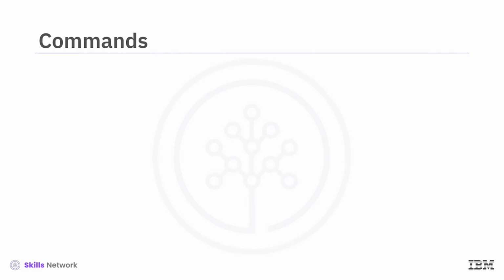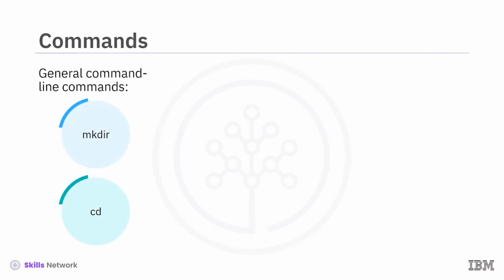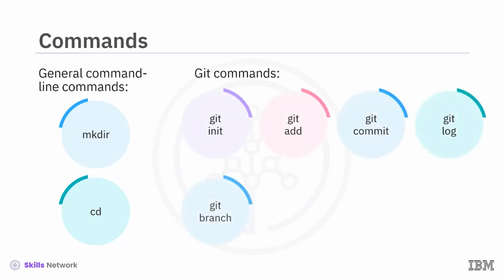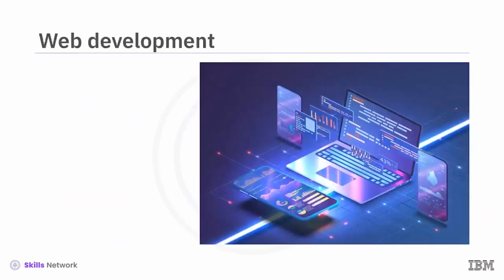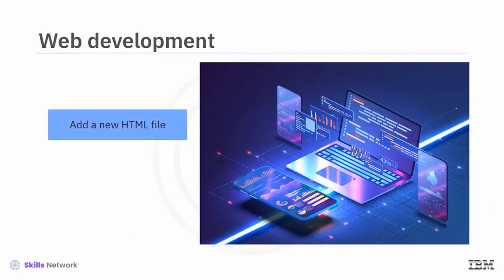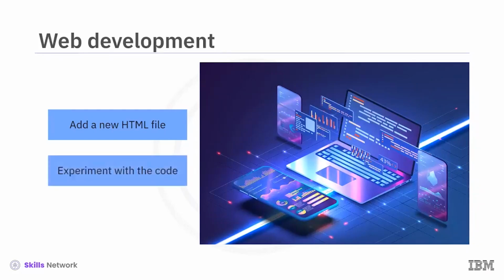Let's consider a scenario to understand some general command line commands, such as mkdir, cd that can help in smooth functioning of the project. We will also discuss some basic Git commands, such as git init, git add, git commit, git log, git branch, git checkout, git merge, and git status. Consider you are a web developer who wants the addition of a new HTML file to enhance the features of his web application. In this scenario, you wish to experiment with your codes without disturbing the main code.